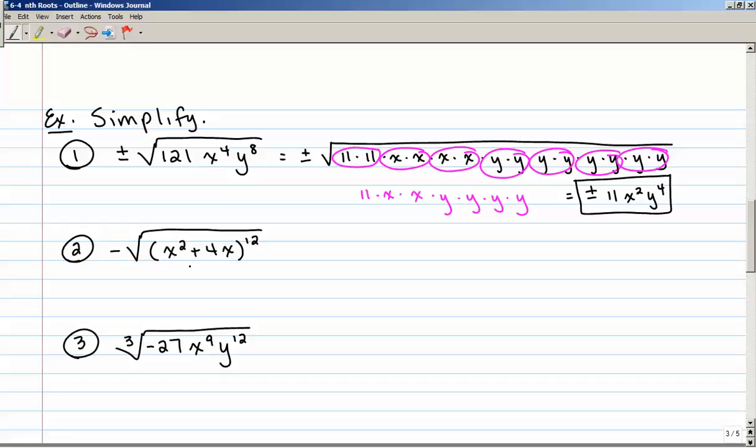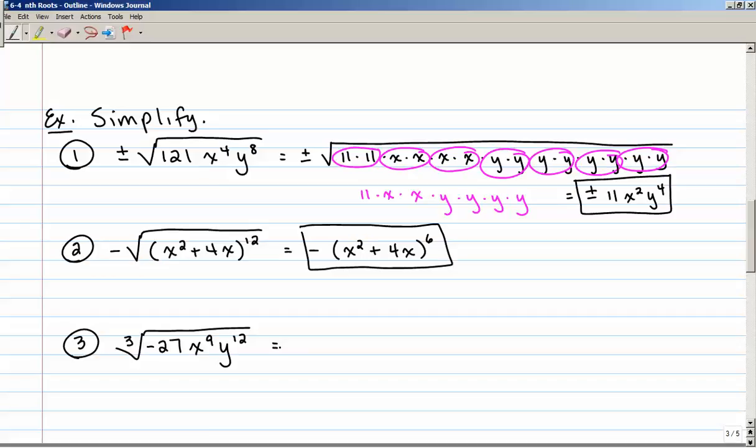Okay, negative square root of the quantity x squared plus 4x to the 12th power. I don't want to write x squared plus 4x 12 times and then buddy them up and bring them out. So I'm going to use my shortcut. So it's this whole thing in parentheses here, raised to the 12th power, and I'm taking the square root of it. So I'm going to do 12 divided by 2 to give me 6. So negative times the quantity x squared plus 4x to the 6th power, because 12 divided by 2 here gives me this 6. Don't forget that negative out front.